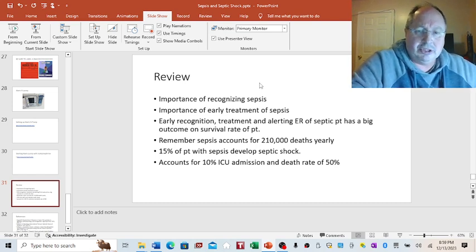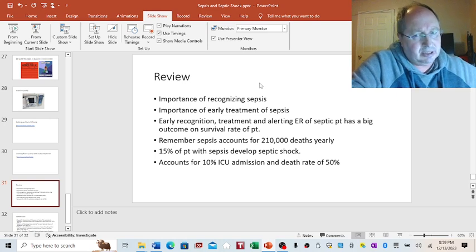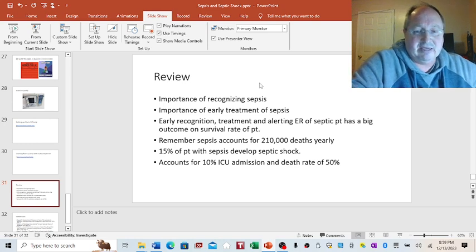We got to get this early treatment. The earlier the treatment, the earlier we recognize these people are sick, hopefully the better outcome. That 10% of the ICU admissions with 50% death rate, I sure wouldn't want to be one of those people.